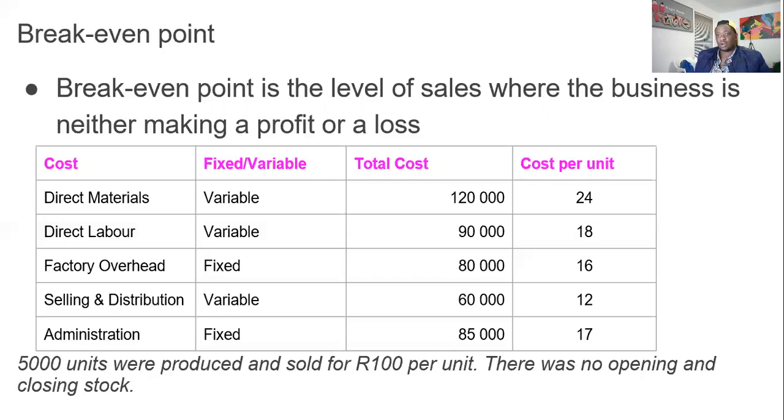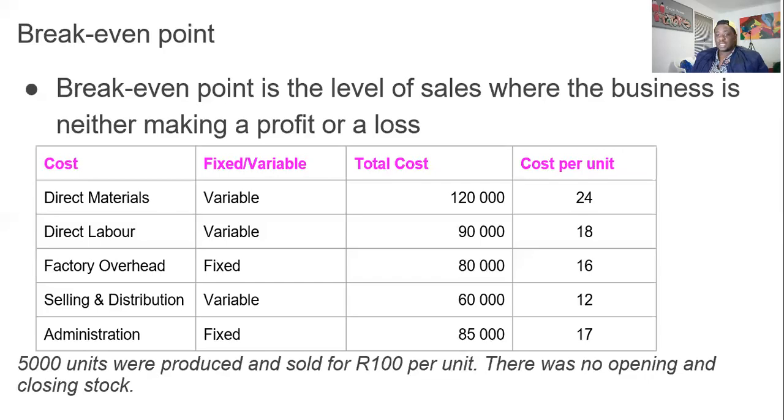So here we have the cost, the direct materials, it's variable, and we have a total cost of 120,000. And we're told there at the last line that 5,000 units were produced. So you'd say 120,000 divided by 5,000 would give us 24. Direct labor, 90,000 variable. Then you divide that by 5,000, it gives you 18. Factory overhead, I said it is fixed. 80,000 divided by 5,000, 16. Selling and distribution, I said it's variable. Divided by 5,000 gives you 12, and then administration fixed 85,000 divided by 5,000, 17.